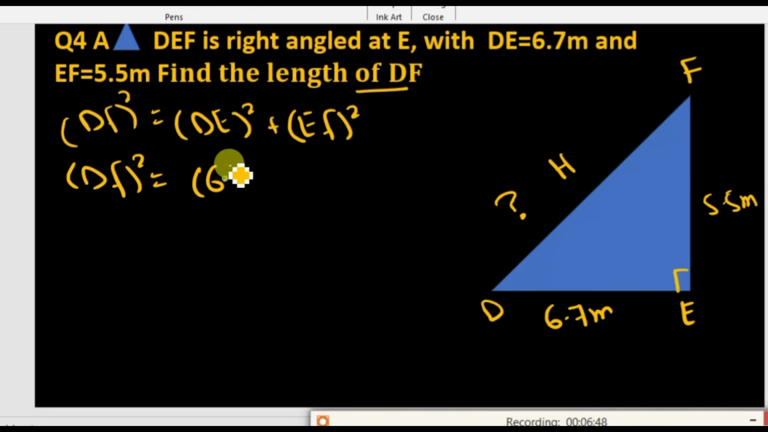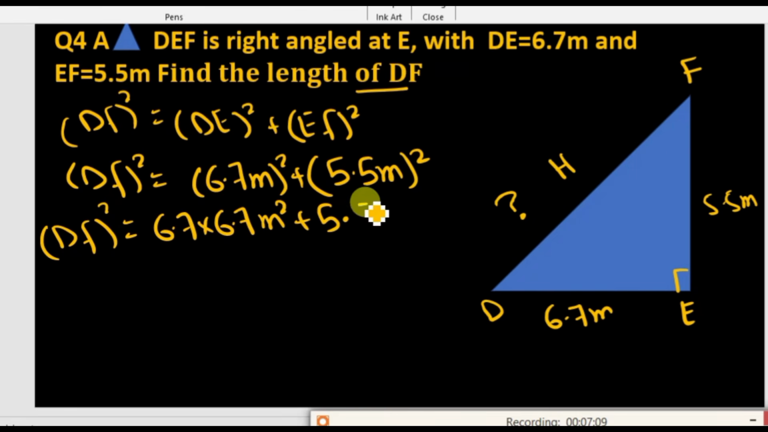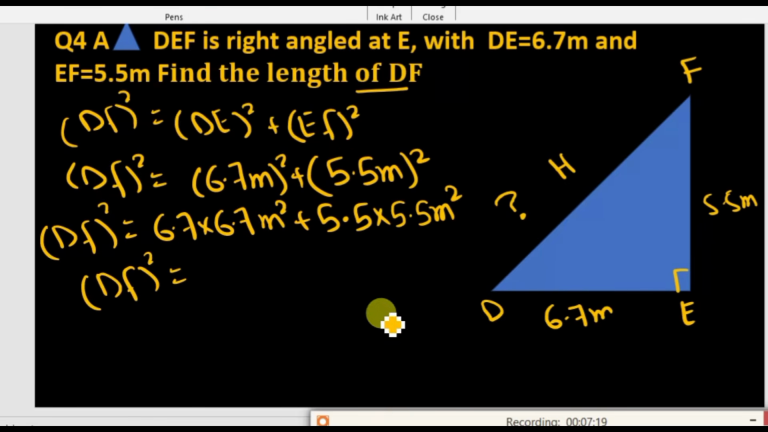DF square is equal to DE, which is 6.7 meter square, plus EF, which is 5.5 meter square, same as the previous one. So DF square is equal to 6.7 multiply 6.7 meter square plus 5.5 multiply 5.5 meter square. Firstly, multiply both numbers. 6.7 multiply 6.7, you can solve it as 67 into 67.